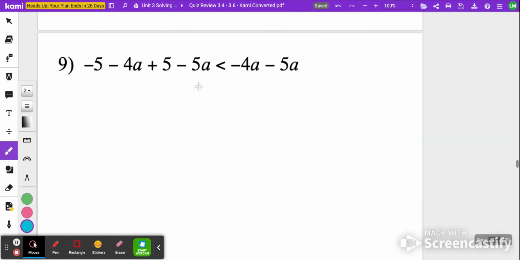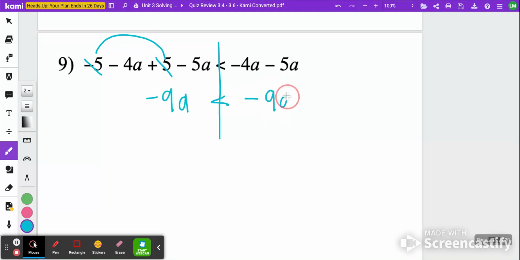For number 9, I've got a lot of stuff going on. So the first thing I want to do is combine like terms. I have a negative 5 and a positive 5, but when they go together, they cancel out and give me a 0. And then I have a negative 4a and a negative 5a. So that's negative 9a. So negative 9a is less than another negative 9a.